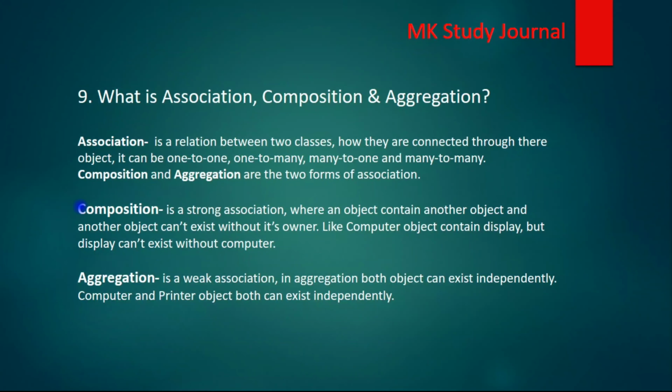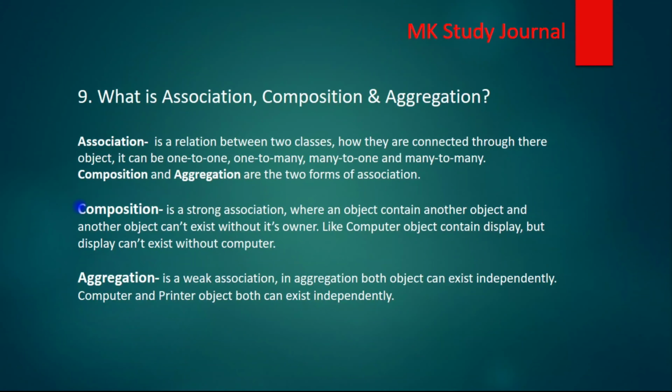Composition is a strong association where an object contains another object. In both scenarios one object contains another object, but the main feature of composition is that one object can't exist without its owner. One is the owner object and the other resides inside the owner, and that object can't exist without the owner. For example, a computer object contains a display, and the display can't exist without the computer. That's why this is a composition relation.